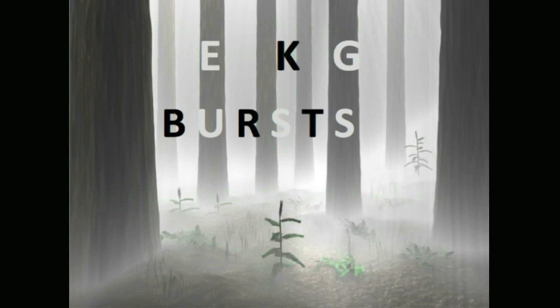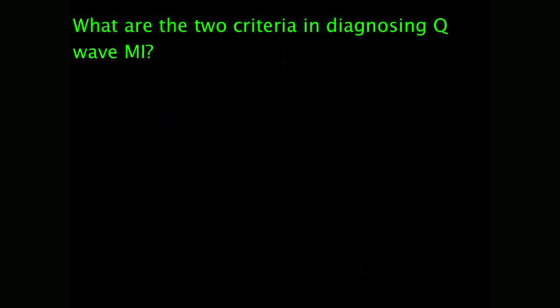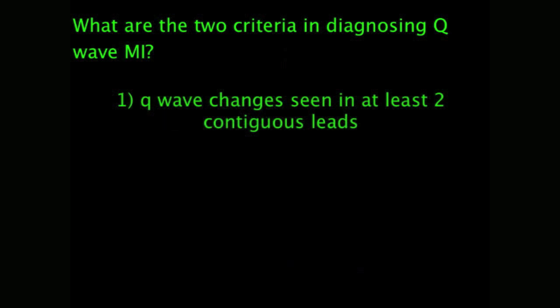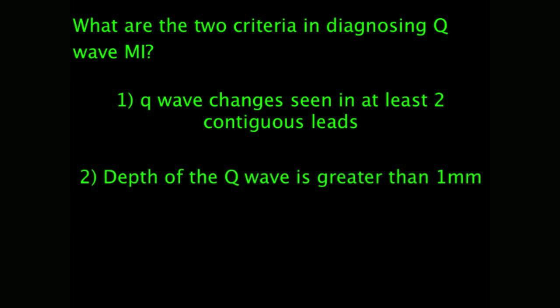What are the criteria in diagnosing Q wave MI? Q wave MI is diagnosed only if Q wave changes are seen in at least 2 contiguous leads, and if the depth of the Q wave is greater than what? A Q wave depth greater than 1 millimeter. So Q wave MI, number 1, Q wave changes in at least 2 contiguous leads, and number 2, a Q wave depth greater than 1 millimeter.